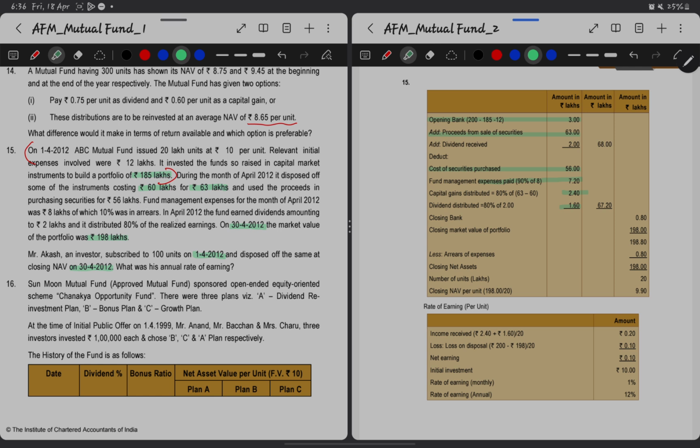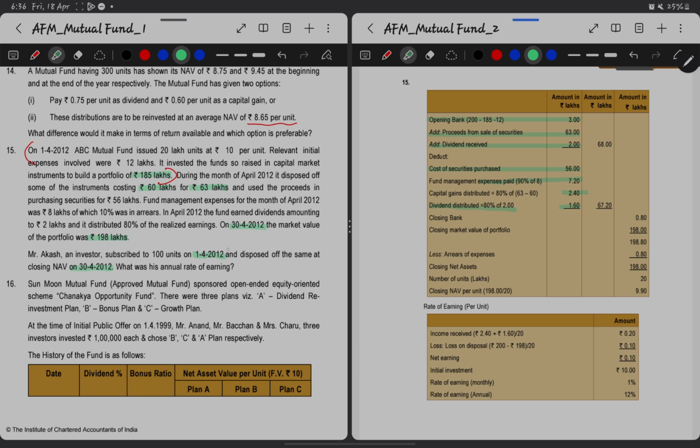Okay, in April 2012, the fund earned dividends amounting to 2 lakhs. So the fund earned a dividend amounting to 2 lakhs means we'll be receiving that much also, right? So dividends will get added, and it distributed 80 percent of its realized earnings. So out of the realized earnings, out of this 2 lakhs, 80 percent was distributed. So out of the 2 which we received, 80 percent will get distributed. So 1.6 will get distributed.